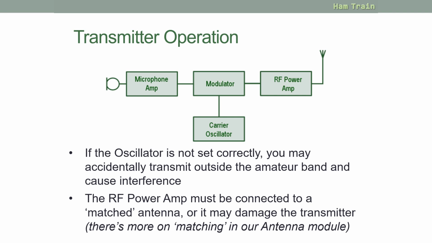And the RF power amplifier stage must be correctly matched to an antenna. It's got to go to the right kind of antenna, which we did discuss in a later module. If you end up sending a lot of power into something that doesn't work as an antenna, you could risk damaging your transmitter. As it says here, there's more on matching the amplifier to the antenna in a later module.